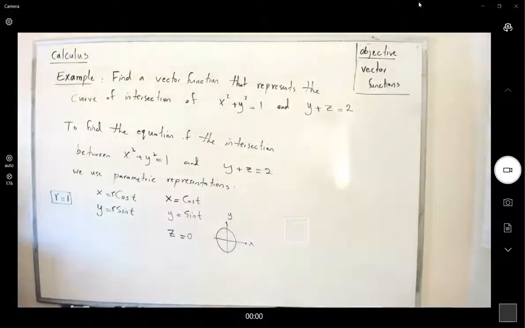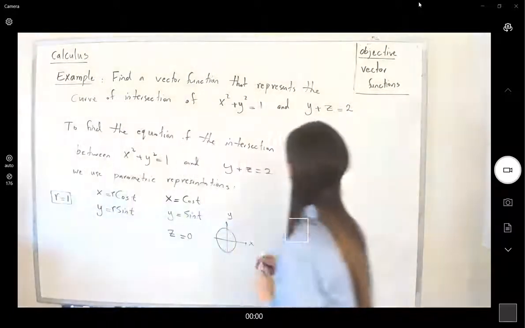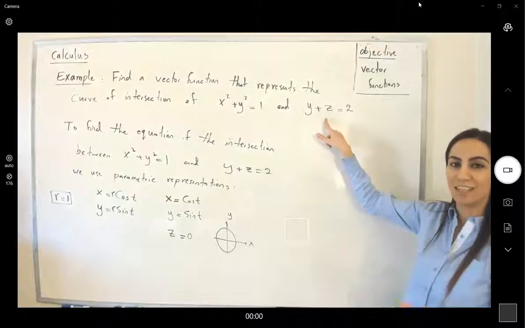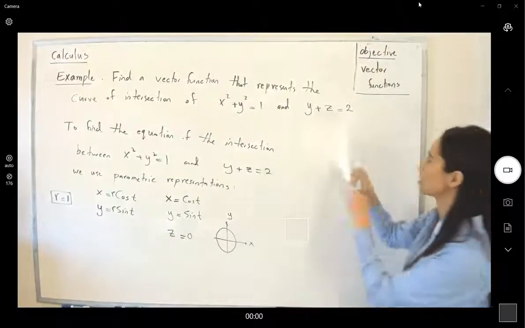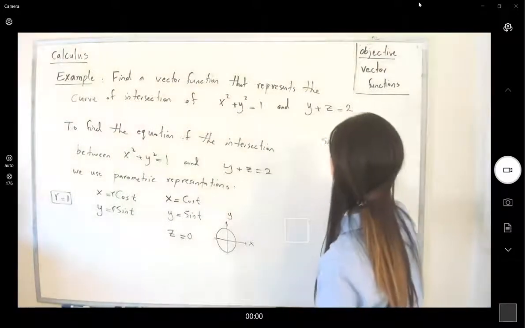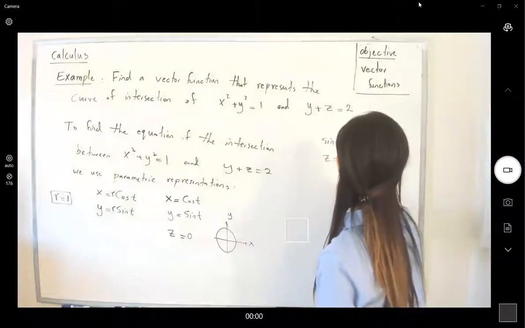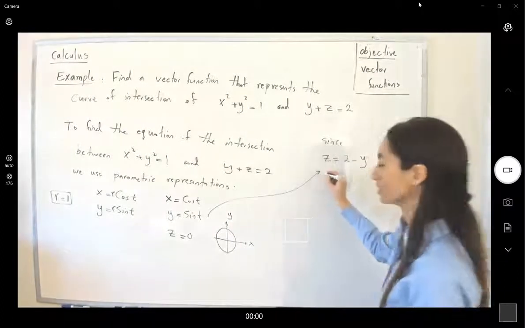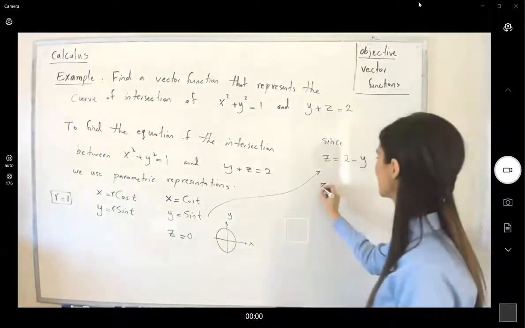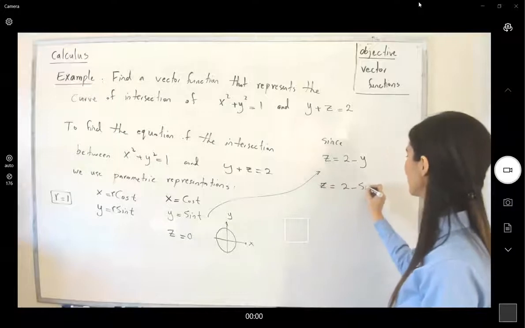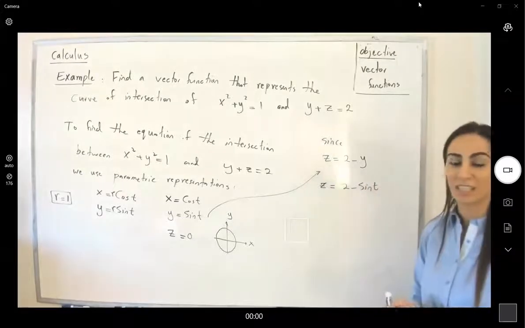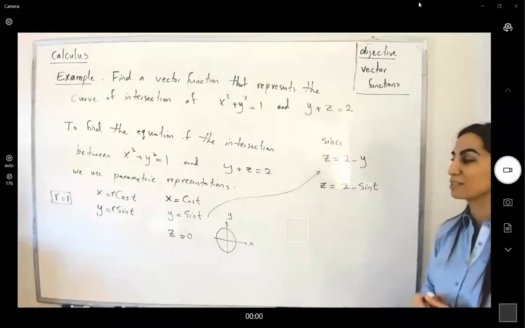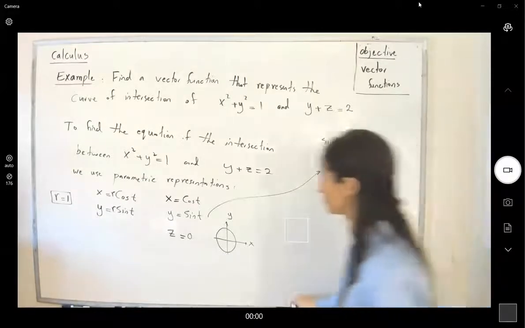Well, this plane gives us z in the space. So since z is equal to 2 minus y, and we know that y is equal to sine t, our z is equal to 2 minus sine t. This is the intersection between this cylinder and this plane in the space.